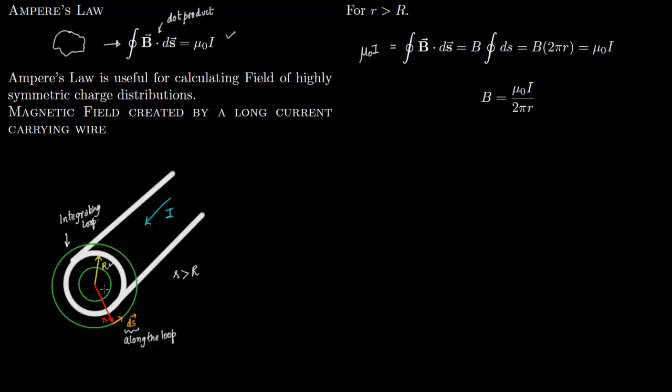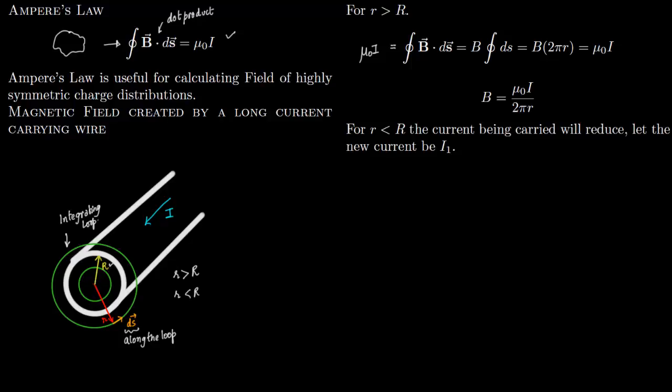Now you choose a radius which is smaller than R, that is r is less than R. Say you choose a radius right here, so you have a smaller integrating loop. But the current was being carried by the big wire, and the current carried by the big wire is capital I. So we are now in this small portion of the wire, and the current being carried inside it is less than the current I. So what is the ratio? Let the current being carried in this small loop be I1.